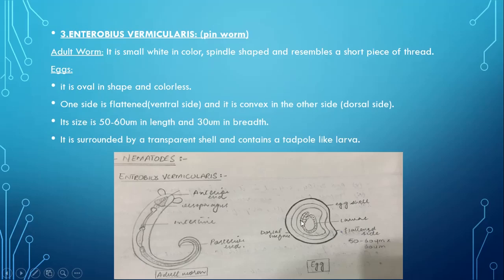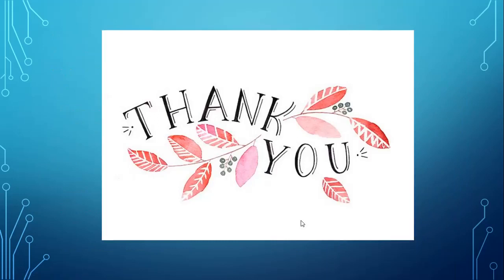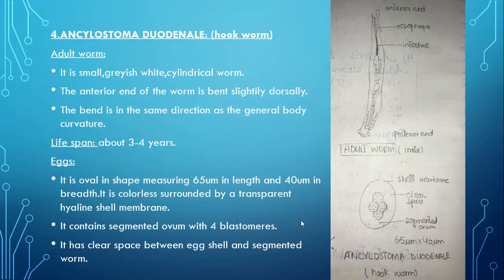This is the larva. So the last worm that we're going to talk about is Ancylostoma duodenale, which is also termed hookworm. The adult worm, as shown here in the picture, is small, grayish white and cylindrical. The anterior end is bent slightly dorsally, and the bend is in the same direction as the general body curvature. The lifespan of this worm is about 3 to 4 years.